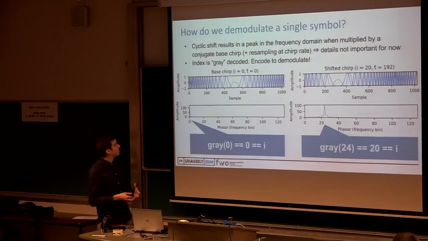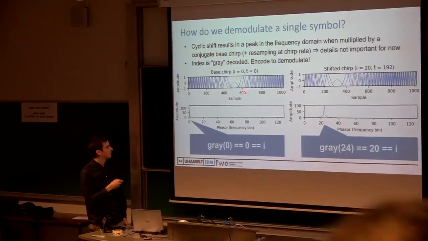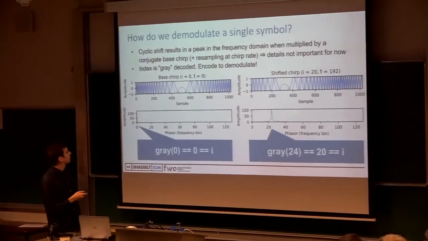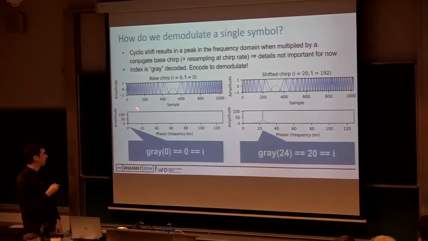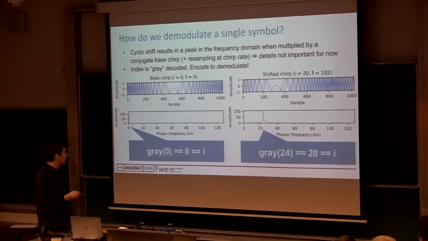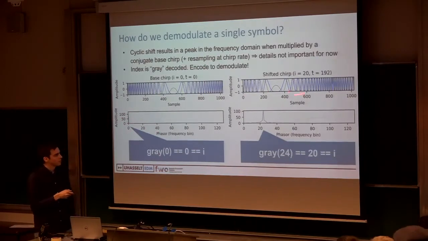But now we have seen how to modulate it, but how do we demodulate? When you receive a LoRa signal, you receive chirps that are already shifted. So we need to do the reverse operation, and that can be done by multiplying by the conjugate base chirp, so just the base chirp with the imaginary part negated, and then resample at the chirp rate. The details are not important, but it boils down to this: when you do that and take the FFT, you get a peak in the frequency domain where the modulated value should be. For example, preamble symbols are always zero, so the peak you will get is at index zero. For the shifted symbol, there's something strange going on, because you can see that it's not exactly 20, it's 24, and that's because this index is what's called gray-coded.